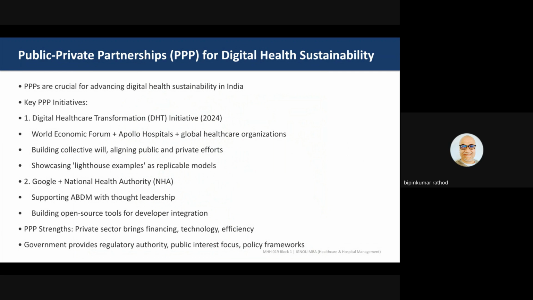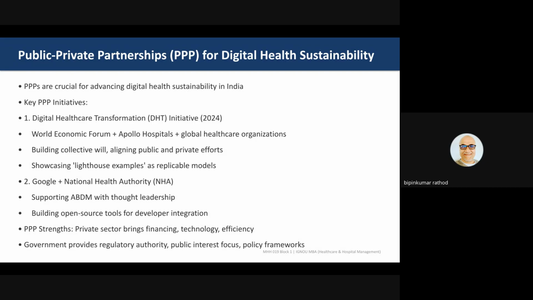Whenever we talk about digital health, we need to make sure that whatever we start is sustained for India, for the patient, for the public, for the community. So in 2024, we initiated digital health transformation. A few big players have come into play, the World Economic Forum, Apollo Hospitals, and so on, and they are building their ecosystem.